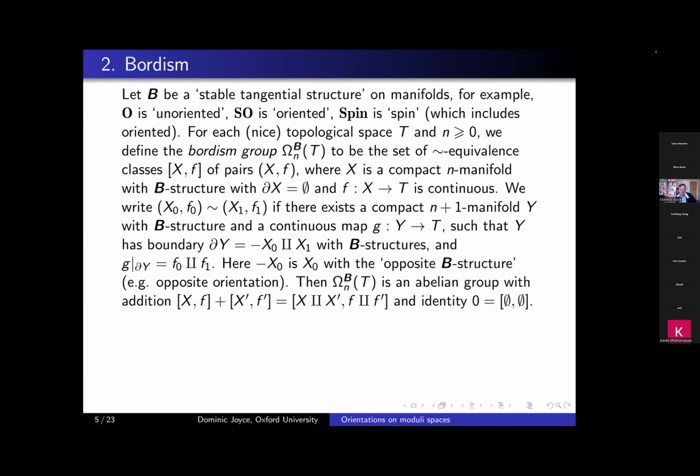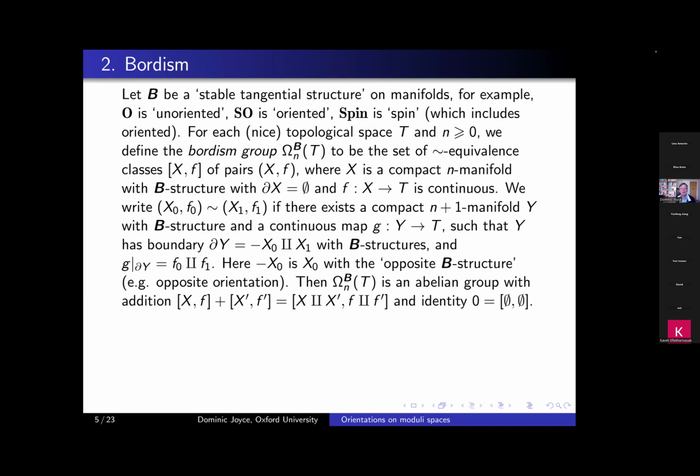So let me first talk about bordism, in case it's not something you're familiar with. For me, B is something I call a stable tangential structure on manifolds. It's basically a type of manifold.